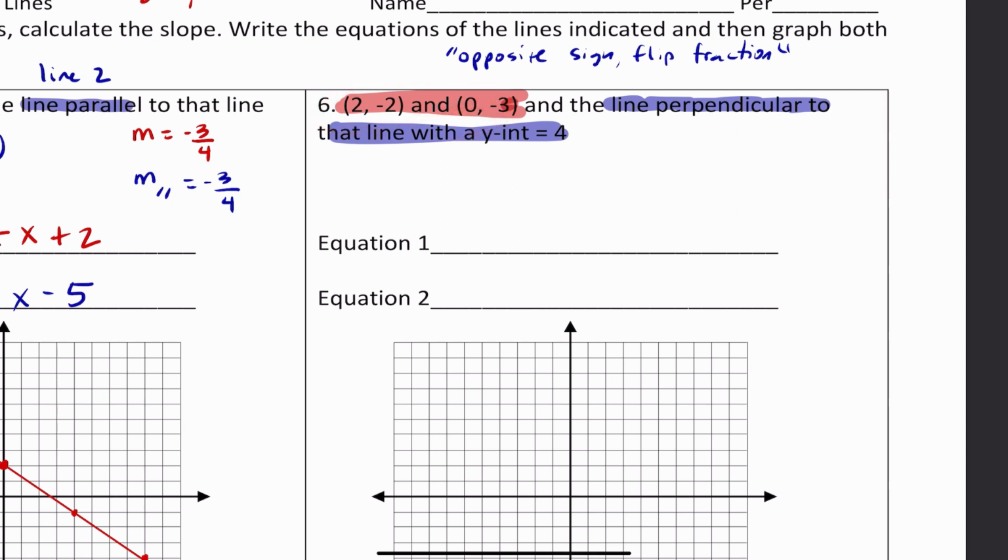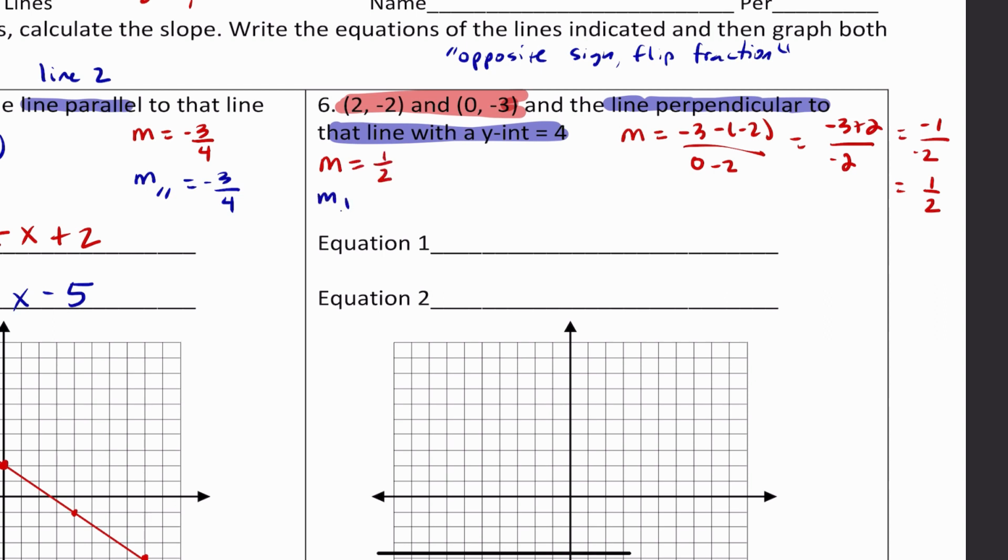So what do I do with these 2 points? You got it. We're going to go ahead and use that slope formula. So m equals -3 minus -2 all over 0 minus 2. -3 minus -2, that's going to be -3 plus 2. And 0 minus 2 is just -2. And then -3 plus 2 is just simply -1. And then the bottom stuff, that's just -2. So that's going to be 1/2, because a negative divided by a negative is positive. Okay? All right, so my original slope is 1/2.